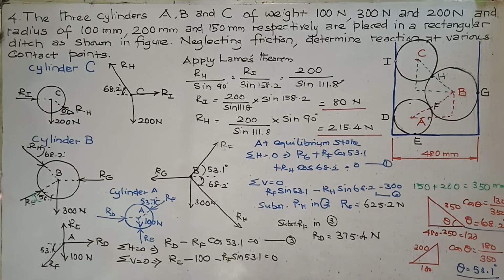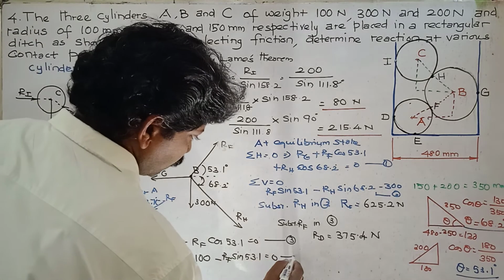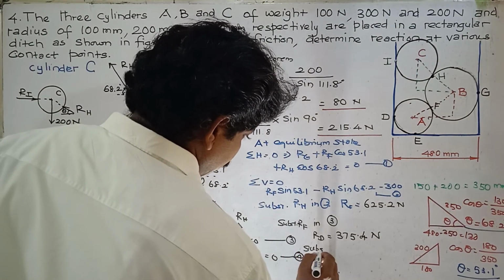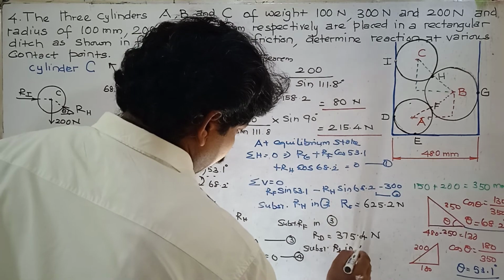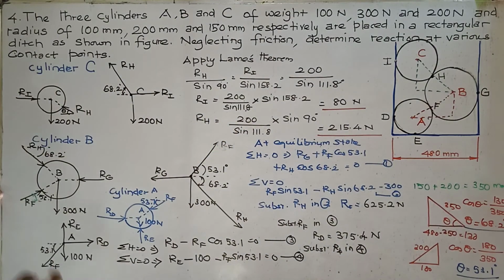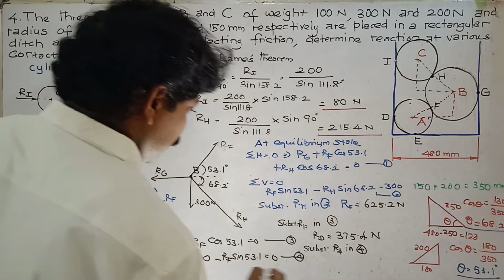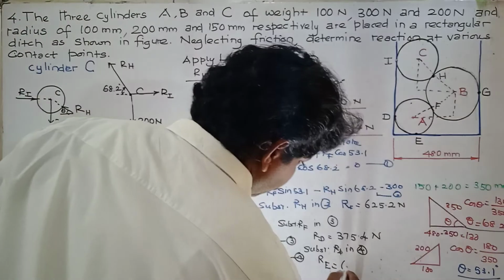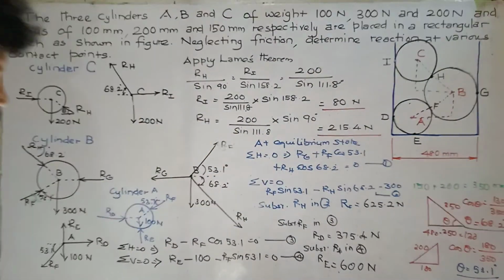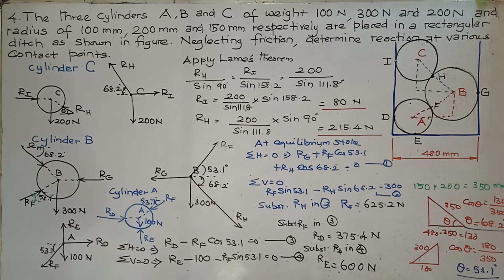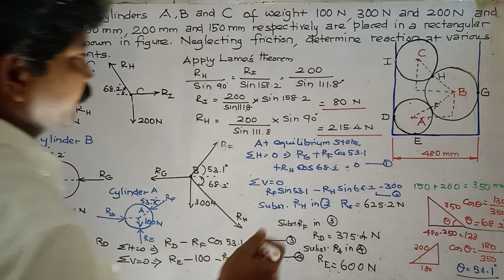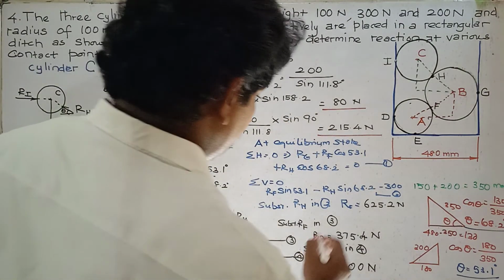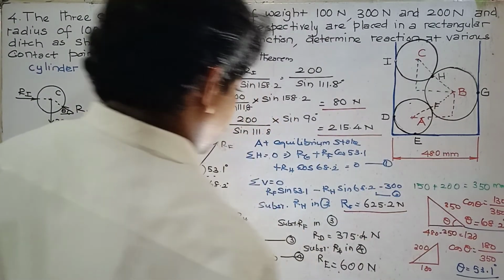So from that, substitute RF value in equation 4. Find the value RE. RE equal to 600 Newton. So the result, the first one, RH equal to 215.4 Newton, and RF equal to 625.2 Newton.